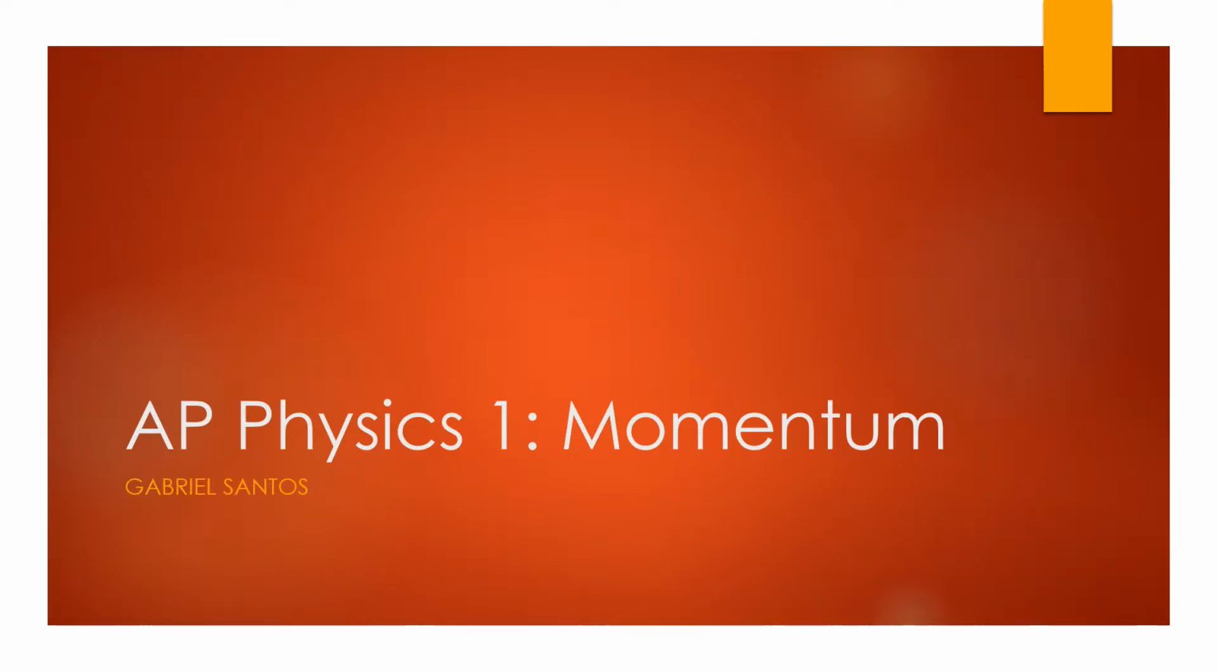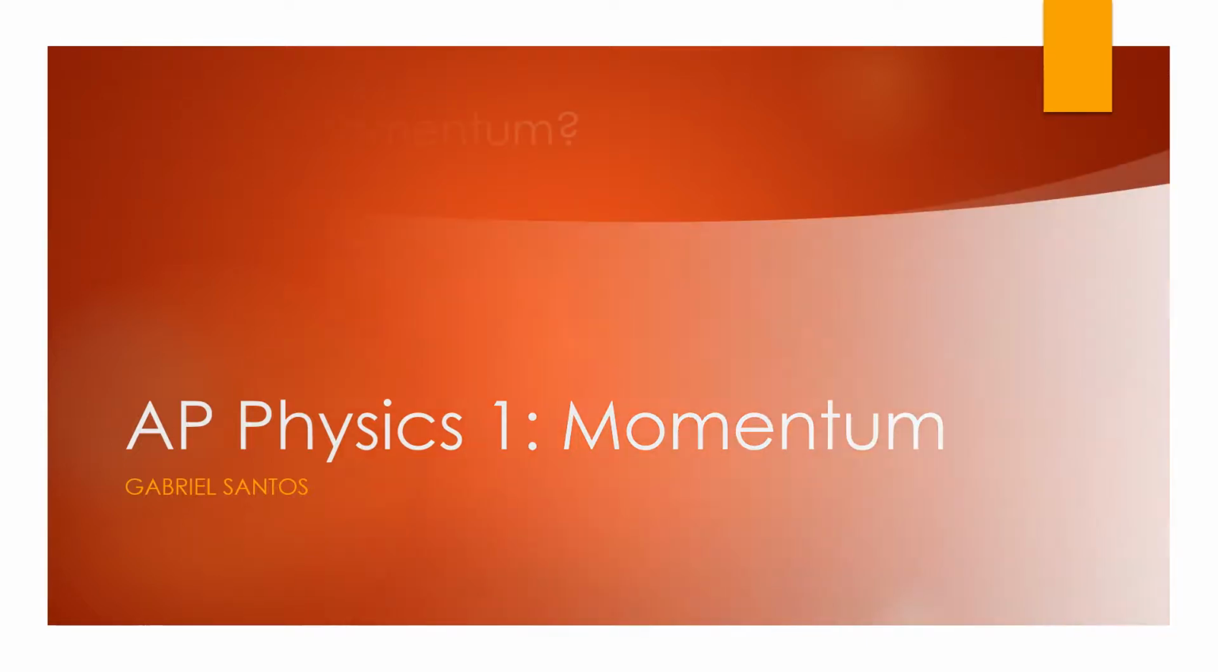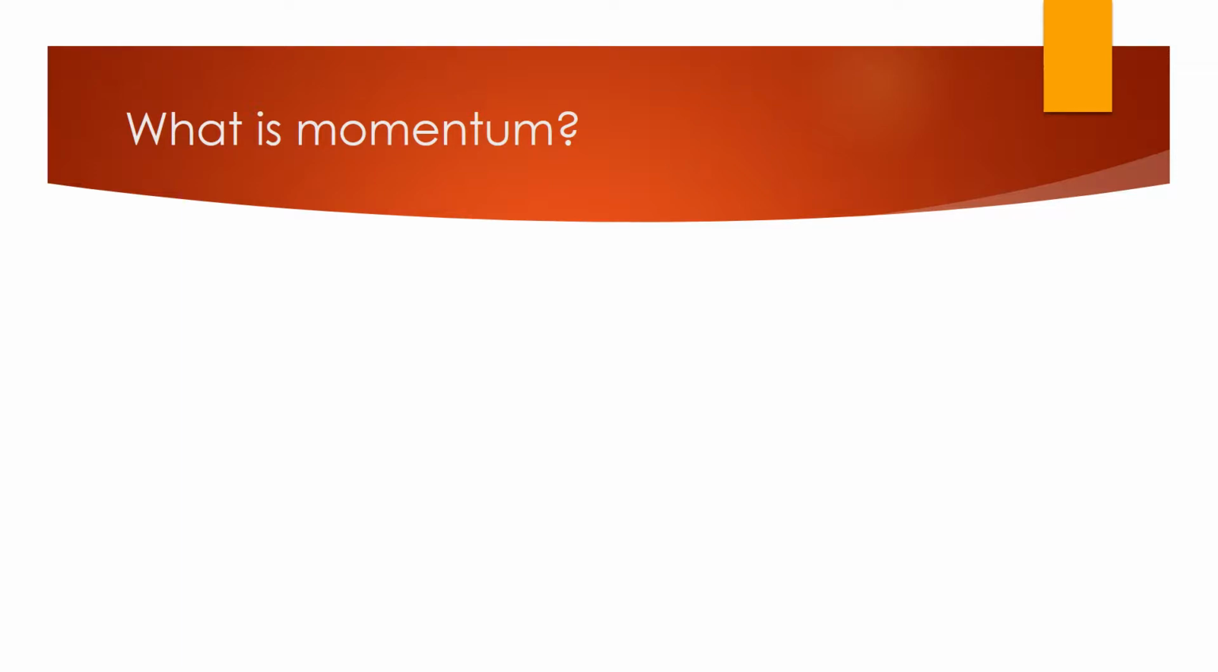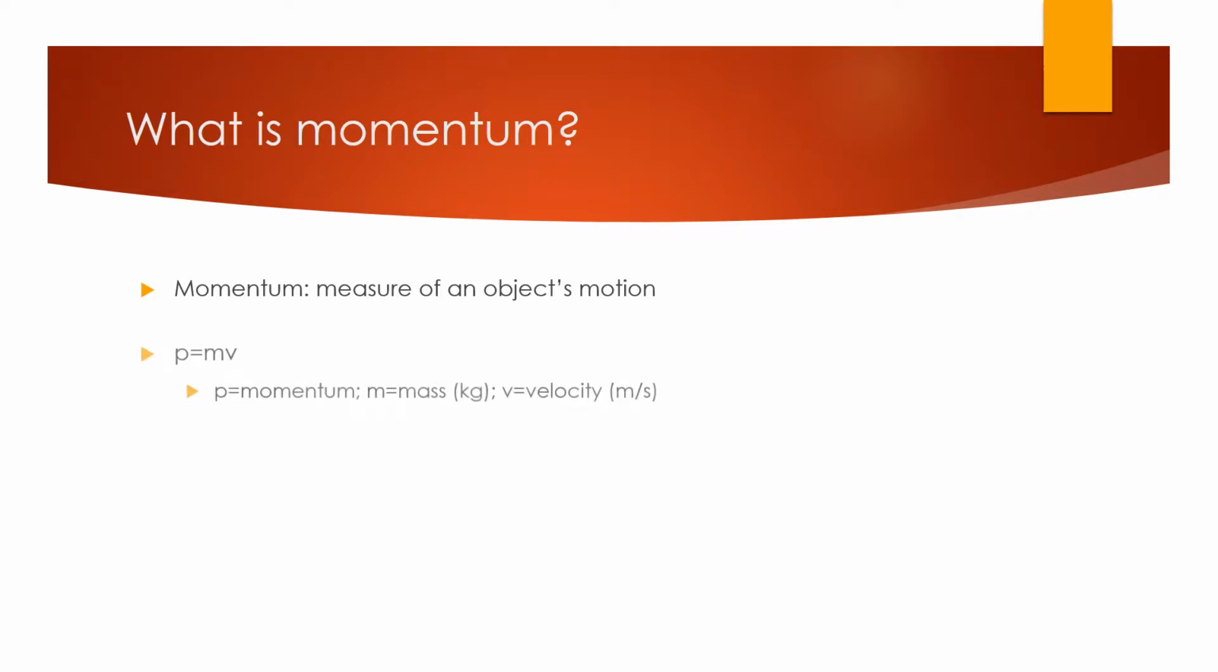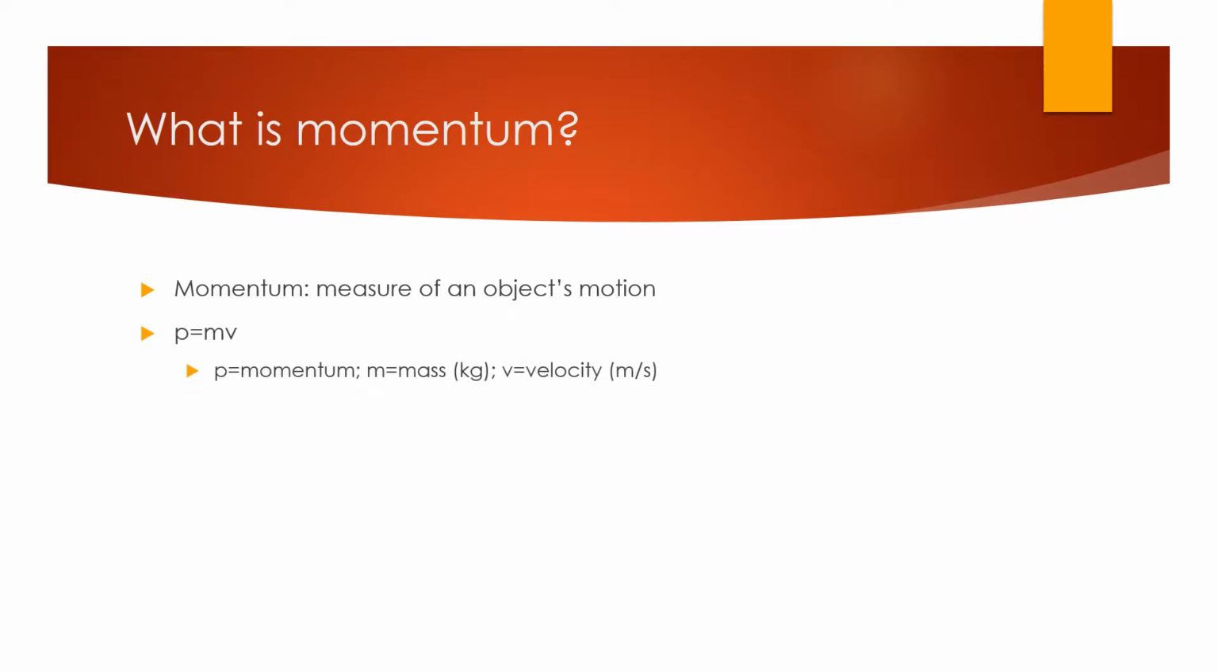Today we are going to be learning about momentum. Now, what is momentum? Momentum is best described as a measure of an object's motion. We use the equation p equals mv, where p equals momentum, m equals mass, and v equals velocity.